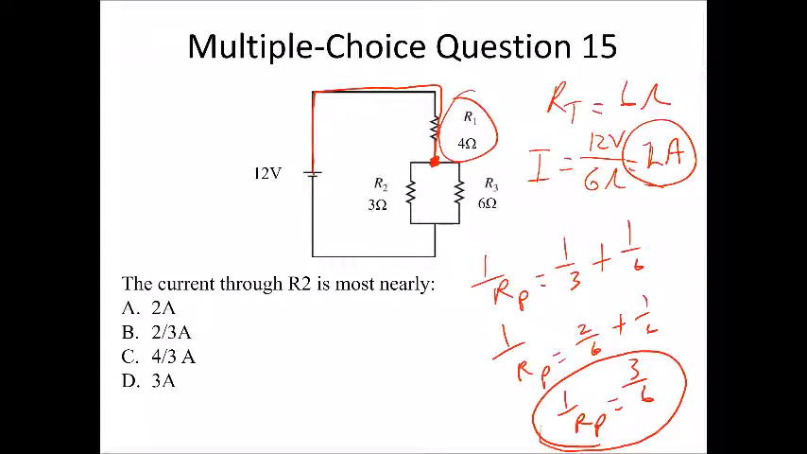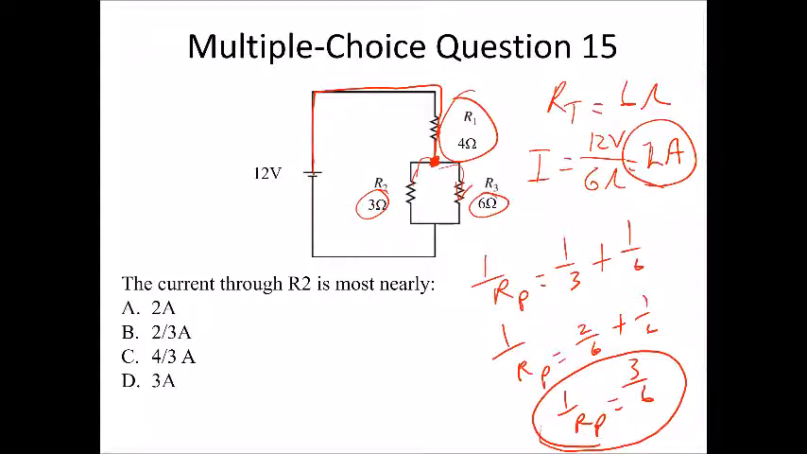Here's the thing. If these two resistors had equal resistance, we would have gotten 1 amp going this way and 1 amp going this way. But they don't. More of the current is going to go toward the side with less resistance. Less of the current is going to go toward the side with more resistance. So that ought to tell you that the answer here is going to have to be C. But let's go ahead and calculate it.